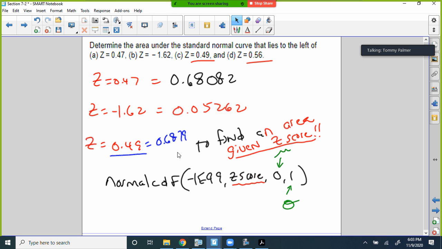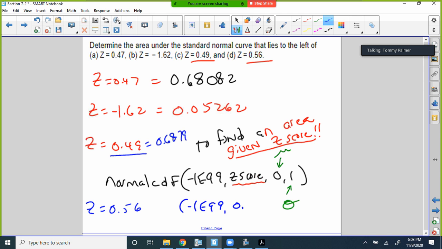All right, so do you want to do another one? We've got another one, right? Let's do it on the calculator. You ready? So we're finding a z-score of 0.56. Well, we're doing a normal CDF. It's going to be negative 1E99, that'd be 0.56, comma 0, comma what? 1, right? If you can write that out, then it'll make a little bit more sense. You'll be a little bit more comfortable putting it into your calculator.